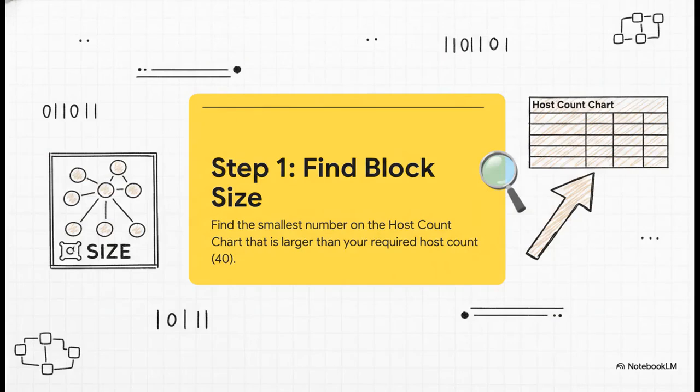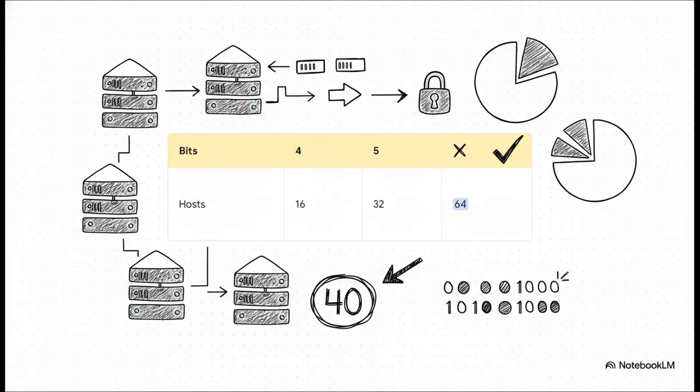So first things first, we pick a block size big enough to handle our 40 devices. Think of it like picking the right size box. And to do that, we're going to use a super simple chart that tells you how many hosts you get for a certain number of bits. Okay, take a look at the chart. If we use 5 bits, we get 32 hosts. Is that enough for our 40 devices? Nope, not even close. So we have to go up to the next level. 6 bits gives us 64 hosts. That's perfect. It covers our 40 and even gives us some room to grow. So our block size is 64.